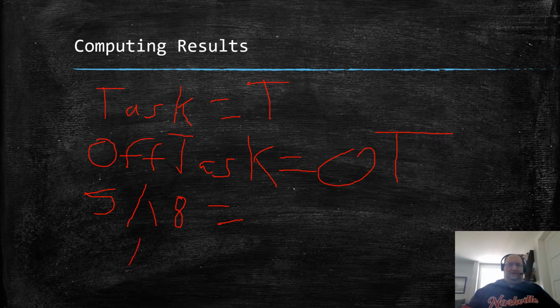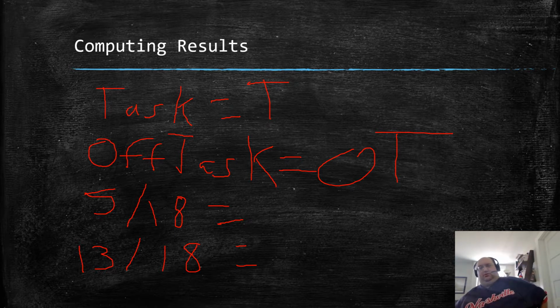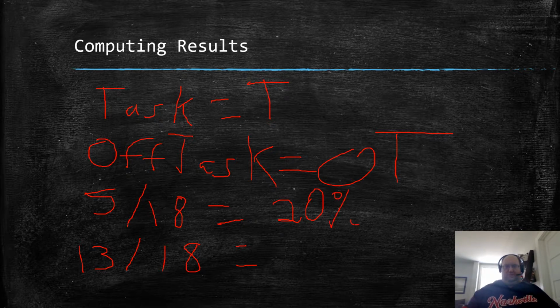Then you can count the number that were off task. In this case, because we're dealing with 18, the number off task would be 13. And then this will give you a percentage. 5 out of 18, well, 5 out of 20 would be 25%, so let's say about 20% approximately. Then that would make this 80% off task. This isn't exact, but I'm just approximating. That's how you would figure that out. If you wanted to compare it to the peers, you would take the peers' on-task and off-task counts and compare them to the total number.